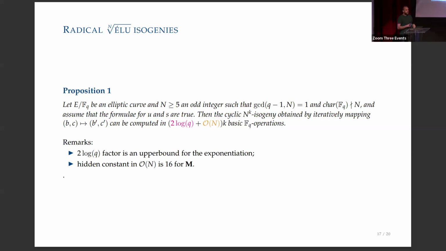Remark that 2 log q is basically an upper bound for the square and multiply. Typically, in general, it's 1.5 times log q. That doesn't matter. A more problematic part is that the hidden constant is 16, which is kind of high. But it's still worth it.